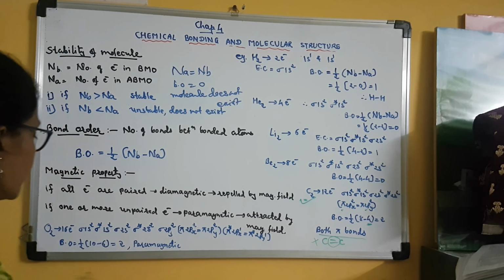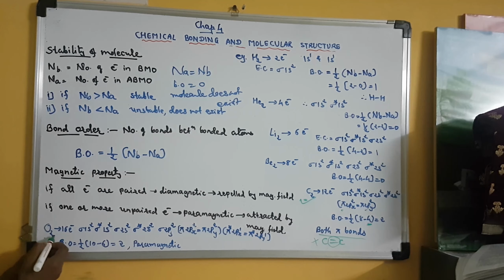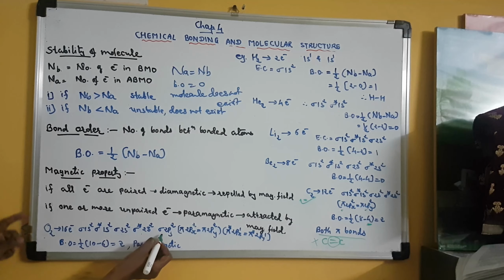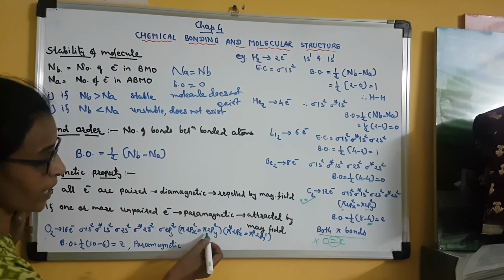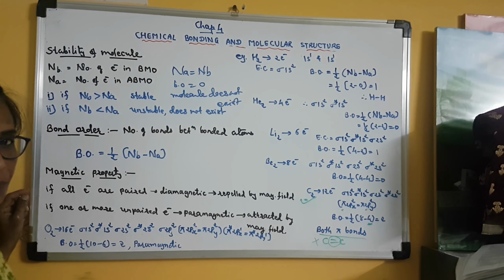Got it? Okay, then the last molecule, O2. Oxygen atomic number is 8. So in the O2 molecule there are a total of 16 electrons. So sigma 1s2, sigma star 1s2, sigma 2s2, sigma star 2s2. Then for O2 and F2 the energy sequence is different. Clear? So before pi 2px and pi 2py there is the sigma 2pz orbital.